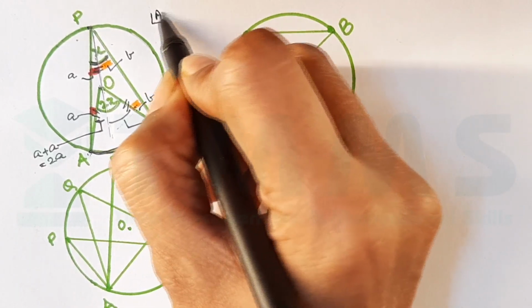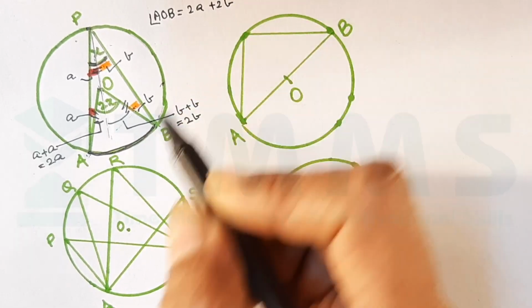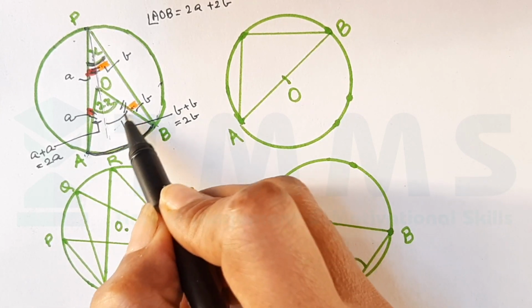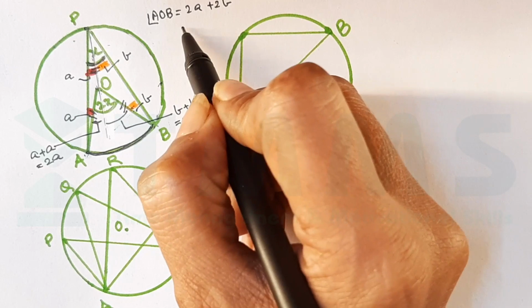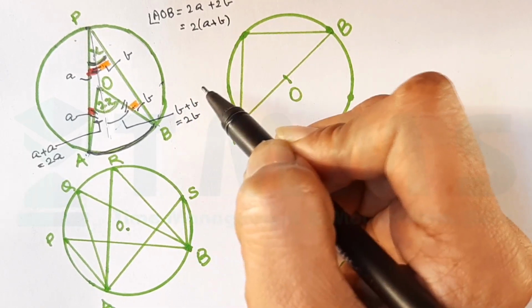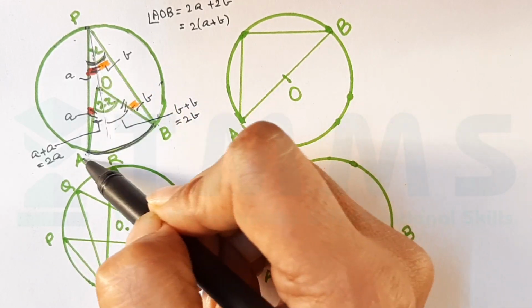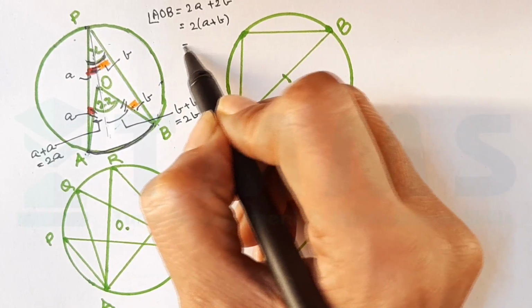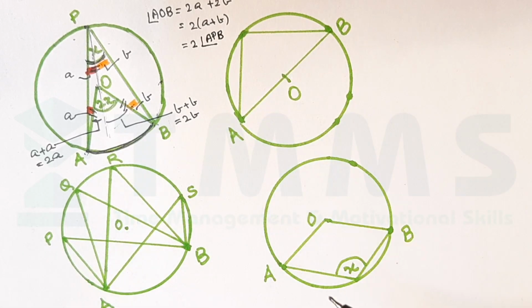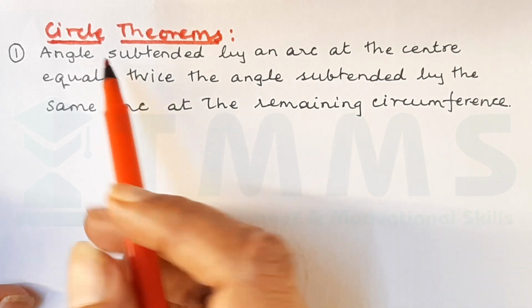Now look at angle AOB. Your angle AOB is 2a plus 2b. Can you see that? This is 2a and this one is 2b. So this full thing is 2a plus 2b, and that gives us 2 into bracket a plus b. Correct? And what is a plus b? That is this full angle X, that is angle APB. So that is twice angle APB. Got that?